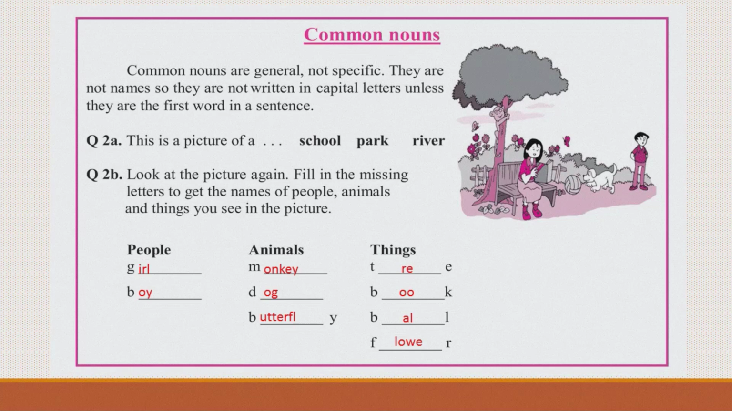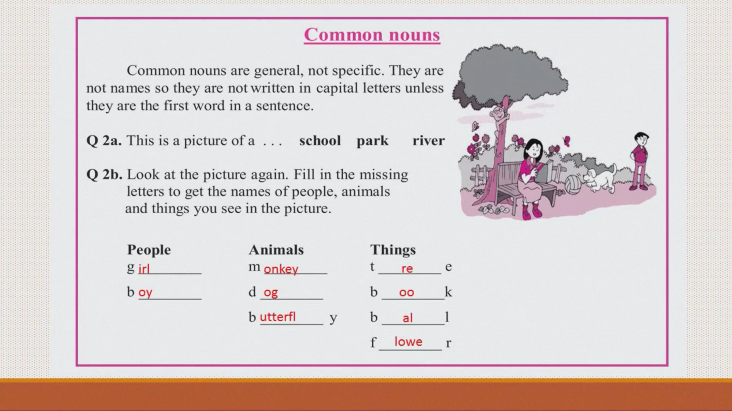Now we have to write down what we can see in the picture. People. There are 2 people. There's a girl and a boy. Now they both are the common nouns. They're not the special names. There's just a girl. We don't know what is the name of the girl and we do not know what is the name of the boy. So they're common. Girl and boy, common nouns, and they'll be written with a small letter.